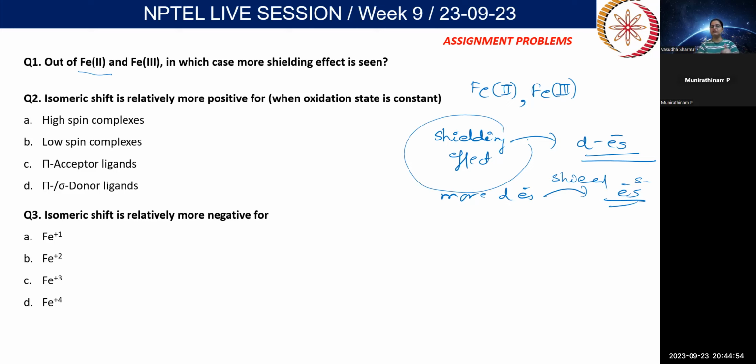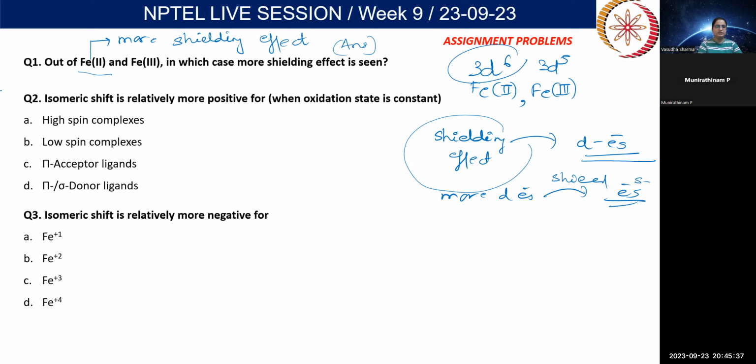So now you need to tell me, out of iron in +2 and +3, which one is having more shielding effect? Fe +2, ma'am. More shielding effect because it contains more number of d electrons compared to Fe +3. So how many d electrons are there in Fe2+? d6. Yes, so it is 3d6. This is 3d5. Since d electrons are more, iron 2+ is having more shielding effect. This question is clear? Clear, ma'am.